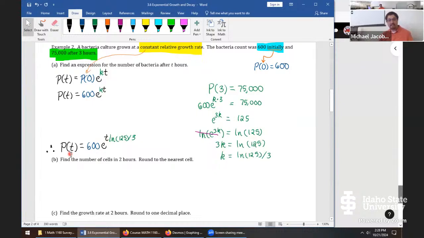The model here, P at t, is the number of cells at any amount of hours t. So we plug in 2 right into that model. And that means this next step is going to read out this way. Population size at time 2 is going to be equal to 600 e to the power, 2 goes in the variable t position, so it's going to be 2 times natural log of 125 divided by 3. Next thing we have to do is throw this into the calculator to get a result.